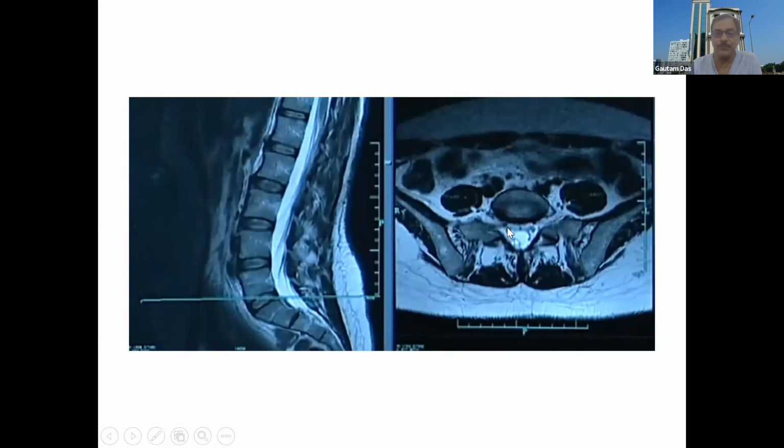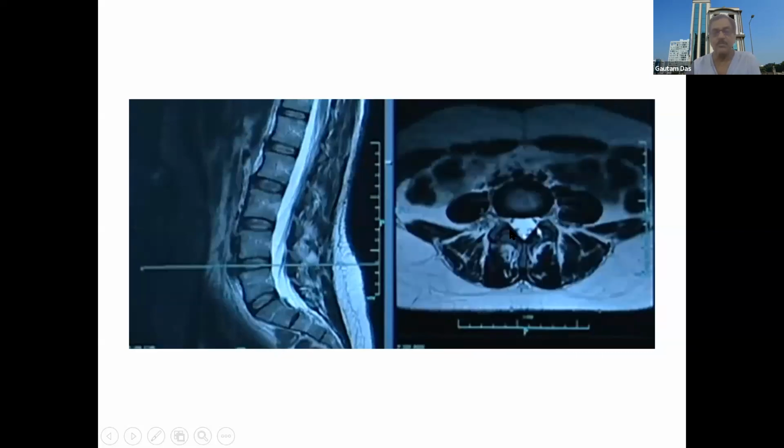Exiting nerve root. Traversing nerve root. Exiting nerve root will be here, because that is outside the foramen or in the foramen. This is inside the foramen. So this is your traversing nerve root. Now again, you can see this was through the L5-S1 disc.